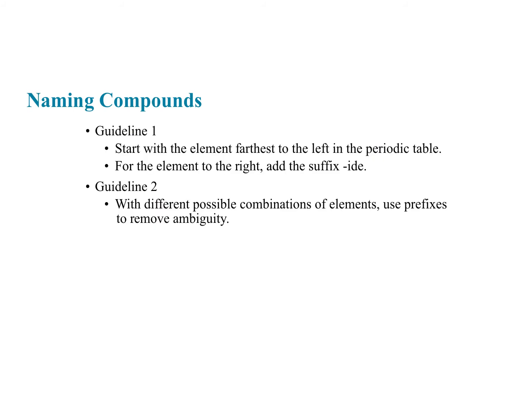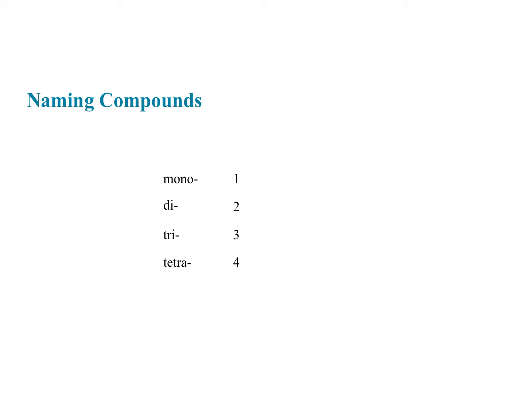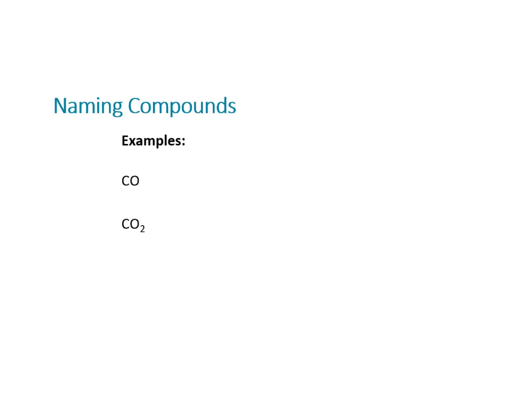Now, there's a second guideline that we can use. When you have different possible combinations of elements, we use prefixes to remove any possible ambiguity. And here are some of the prefixes that we use. Mono means 1, di means 2, tri means 3, and tetra means 4. So here we have carbon and oxygen, but here we've got CO, and here we've got CO2. So how do we distinguish?